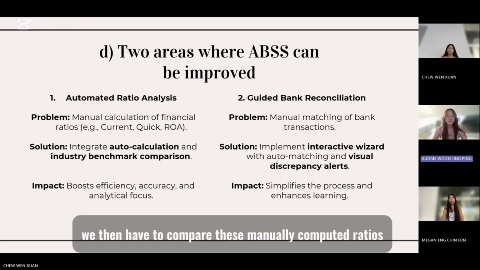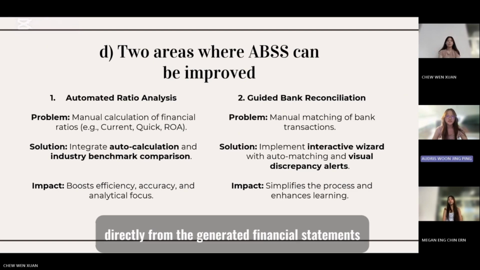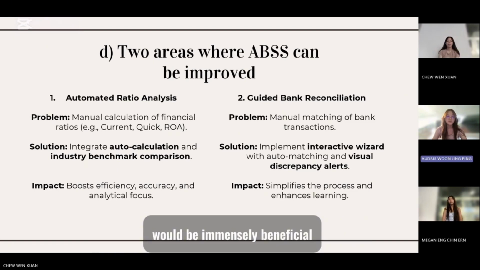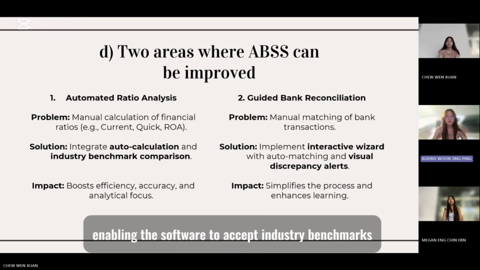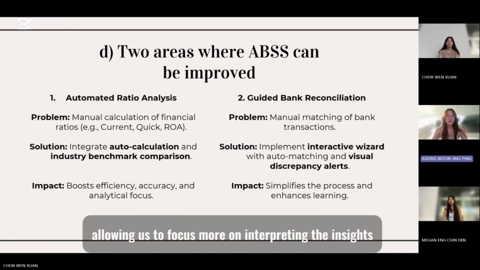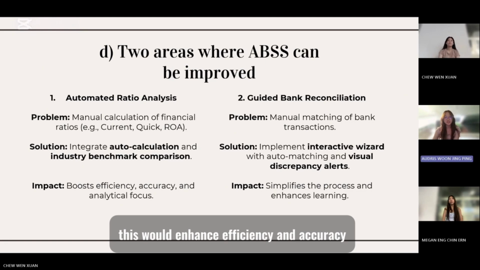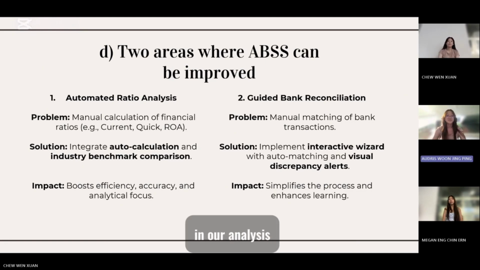We then have to compare these manually computed ratios against industry averages and articulate our observations. Integrating a feature within ABSS that could automatically calculate these specific ratios directly from the generated financial statements would be immensely beneficial. Furthermore, enabling the software to accept industry benchmarks for direct comparison would streamline our analytical tasks, allowing us to focus more on interpreting the insights rather than the computational process itself. This would enhance efficiency and accuracy in our analysis.